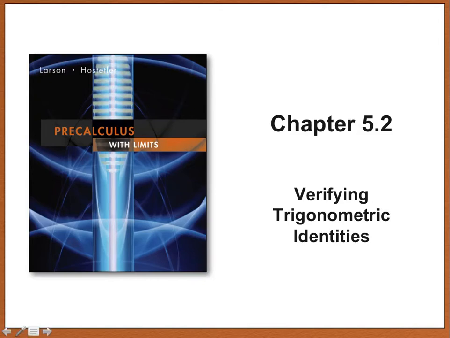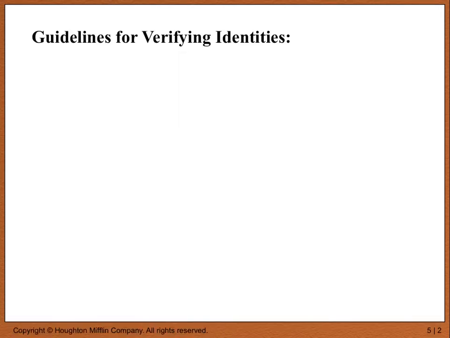This is section 5.2, verifying trigonometric identities. And this is a one-part lesson, just as yesterday's was. Now, these are some guidelines for verifying identities.